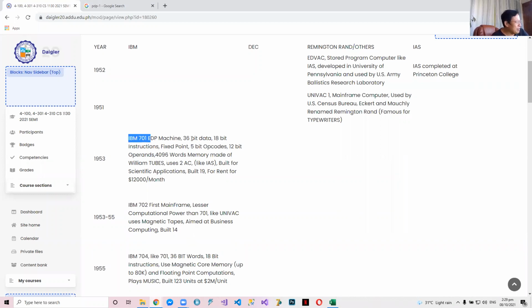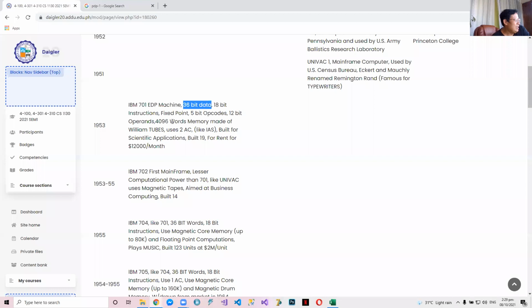It has 36-bit data and 18-bit instructions. So it's like a copy and paste of the IAS. The main difference is the IAS has 40-bit words and 20-bit instructions, while the IBM 701 has 36 by 18. So a slight difference. However, it is still horizontal and vertical at the same time, right? Because with 18 bits, two instructions fit in 36 bits. So it still has a left and a right. It uses fixed point arithmetic, 5-bit opcodes and 12-bit operands. This is strange because 5 plus 12 is only 17, so there's an extra bit.